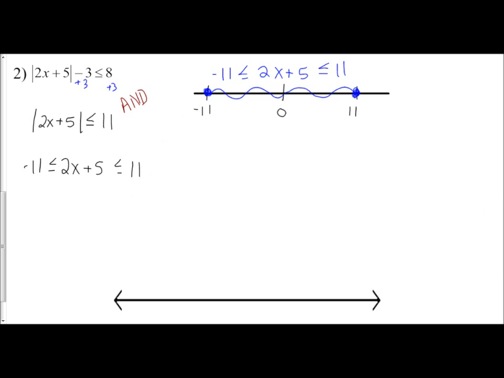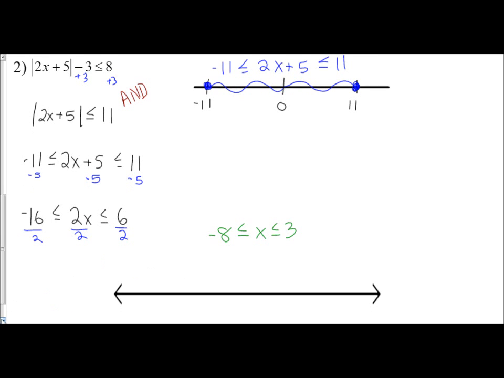And we learned to solve this: whatever you do to the middle, and that's where you need to focus to isolate the variable, you do to both outsides. So I would subtract 5 from the middle and then both outsides. So I get negative 16 is less than or equal to 2x, which is less than or equal to 6. Again, focus on how you would isolate the middle. You would divide everything by 2. That would give me negative 8 is less than or equal to x, which is less than or equal to 3. And so there's my compound inequality.